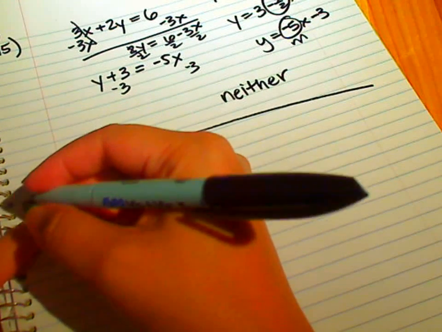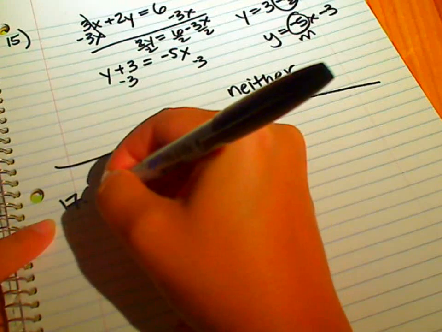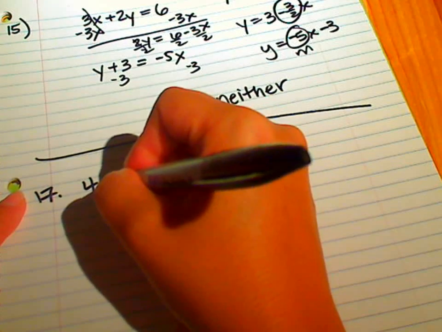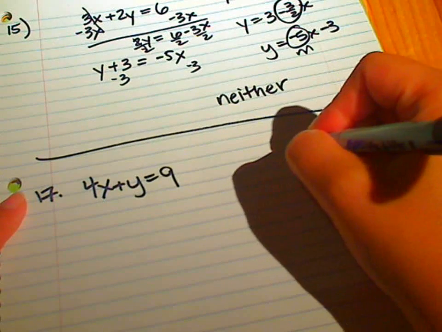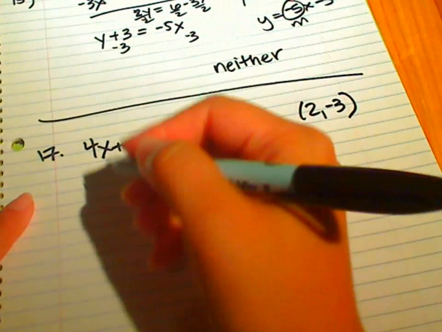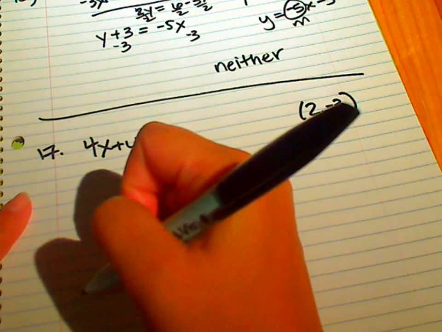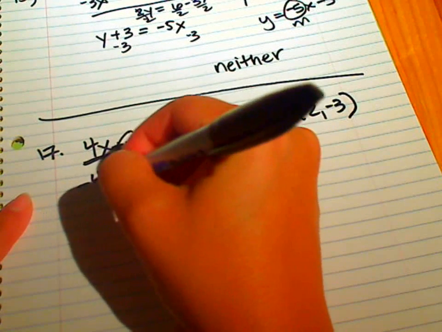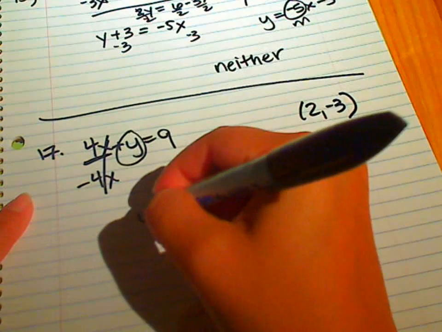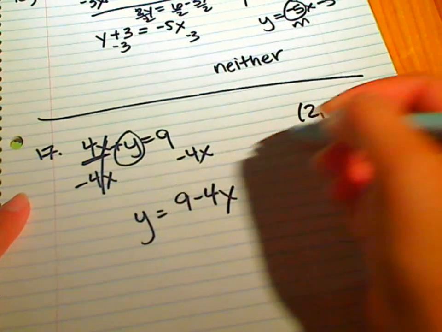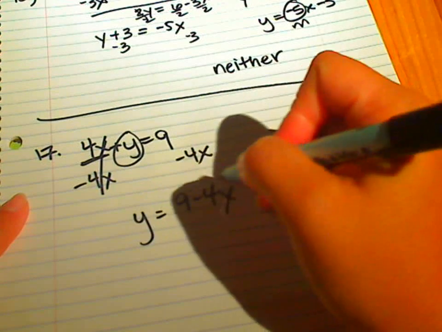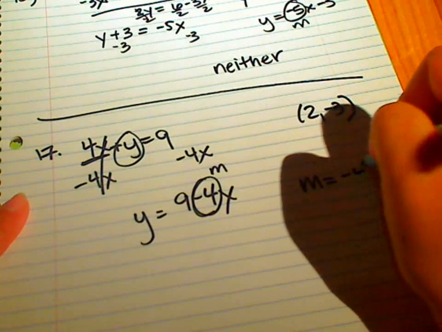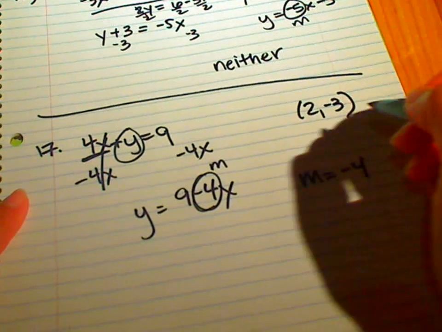On 17, find the line parallel to this one, 4x plus y equals 9, and through the point (2, negative 3). So the first thing I need to do is figure out the slope, so I need to get the y by itself. I'm going to subtract 4x from both sides. y equals 9 minus 4x. Now, since I have y by itself, here's my slope because it's next to the x. So I have a slope of negative 4, and now I have the point (2, negative 3).